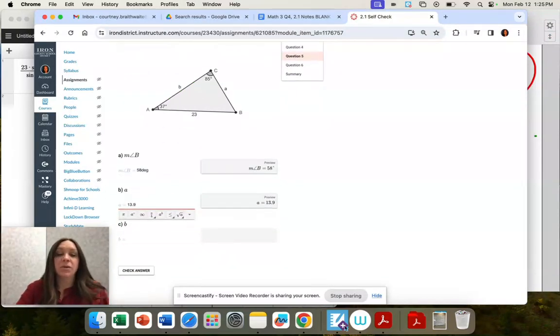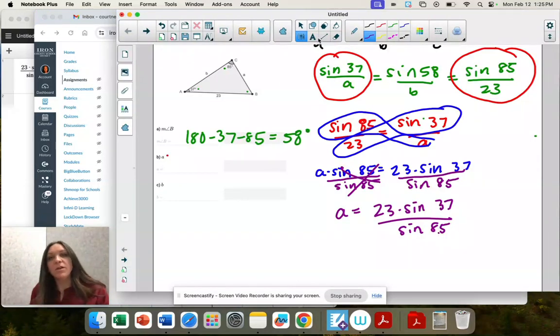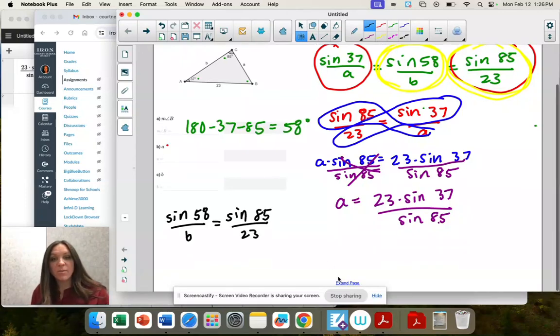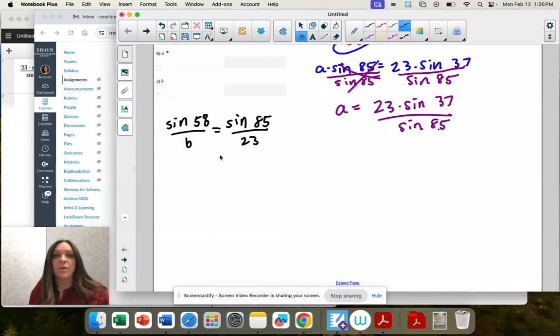Now we're going to do the same thing, but we want to find side B. So now I'm going to use these two. I always like to use the one without the decimal because there's no rounding. So sine of 58 over side B equals sine of 85 over 23. So there's our setup. Now we're going to cross multiply.